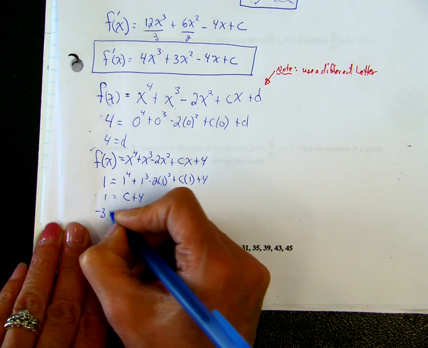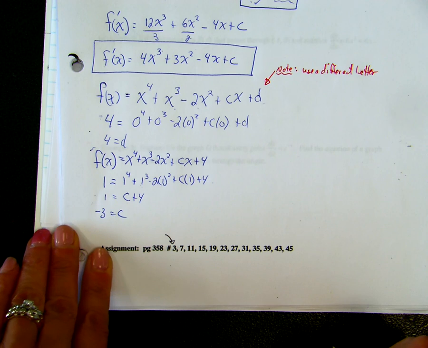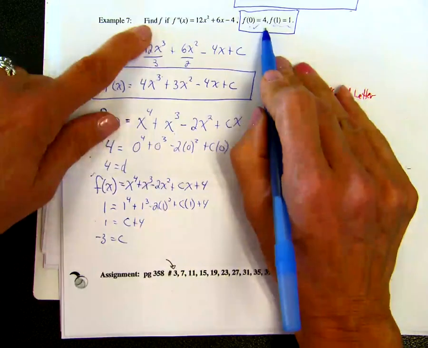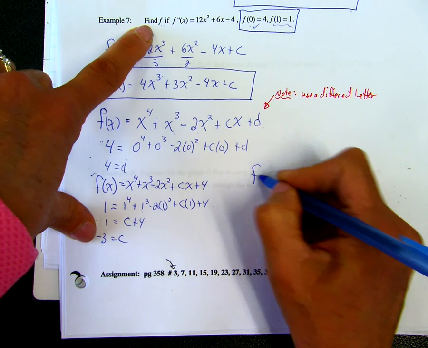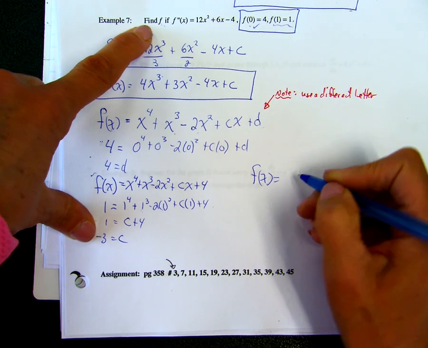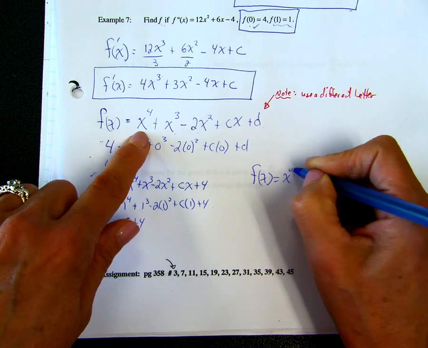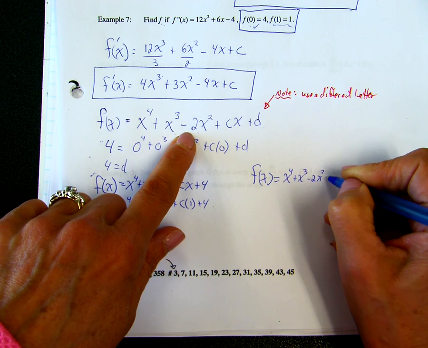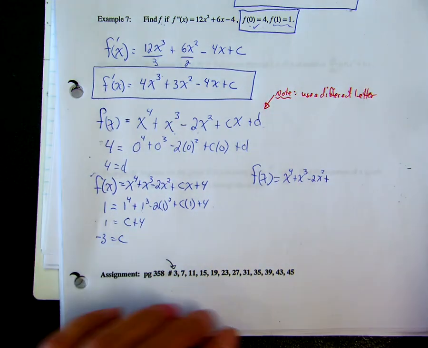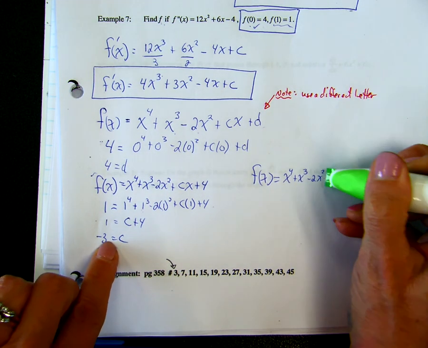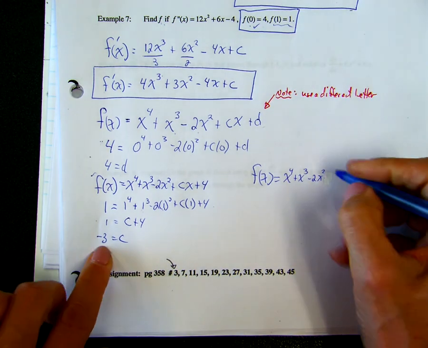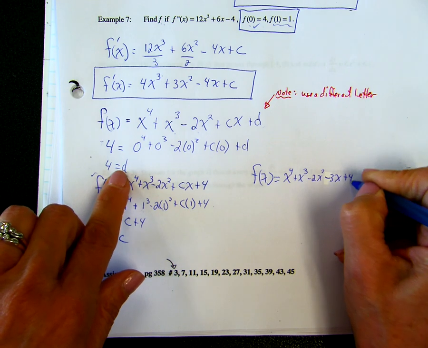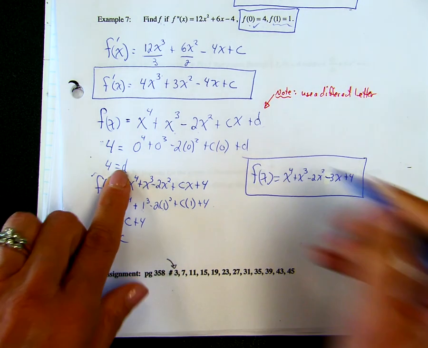Subtract 4 from both sides, find c. Here we're asked to find f of x given these conditions. So what is f of x under those conditions? Well, f of x would be x to the 4th plus x cubed minus 2x squared minus 3x plus 4, filling in for our c and d.